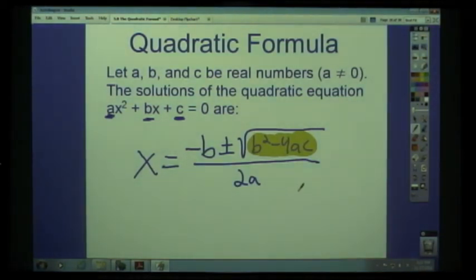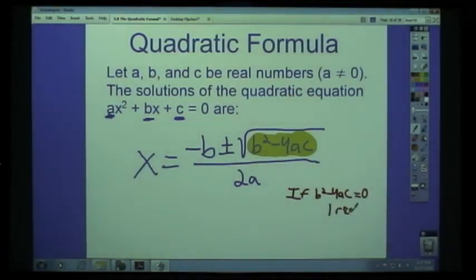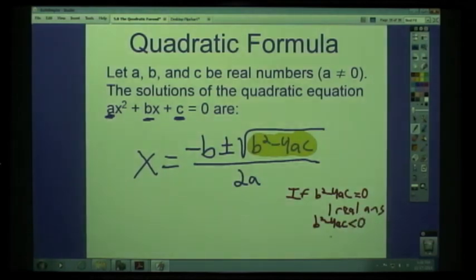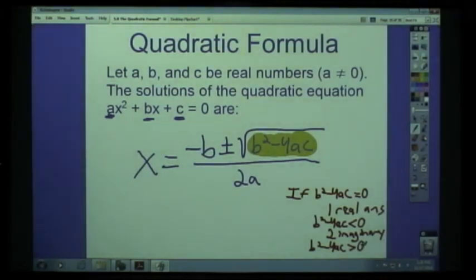So, let me summarize that for you a little bit. If b squared minus 4ac, which in your book is called the discriminant, don't worry about that word, I'm not going to ask you to spell that or anything. If b squared minus 4ac is equal to 0, there is 1 real answer. If b squared minus 4ac is negative, that means less than 0, there are 2 imaginary answers. If b squared minus 4ac is greater than 0, or in other words, if it's positive, there are 2 real answers.